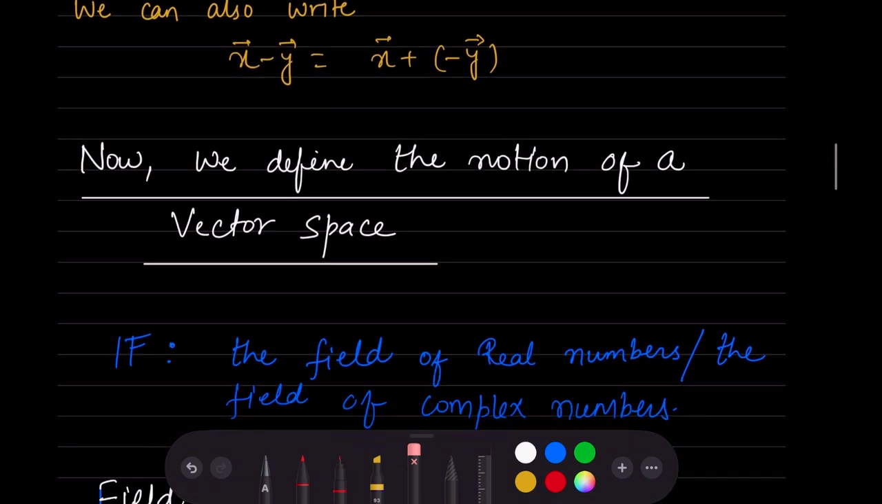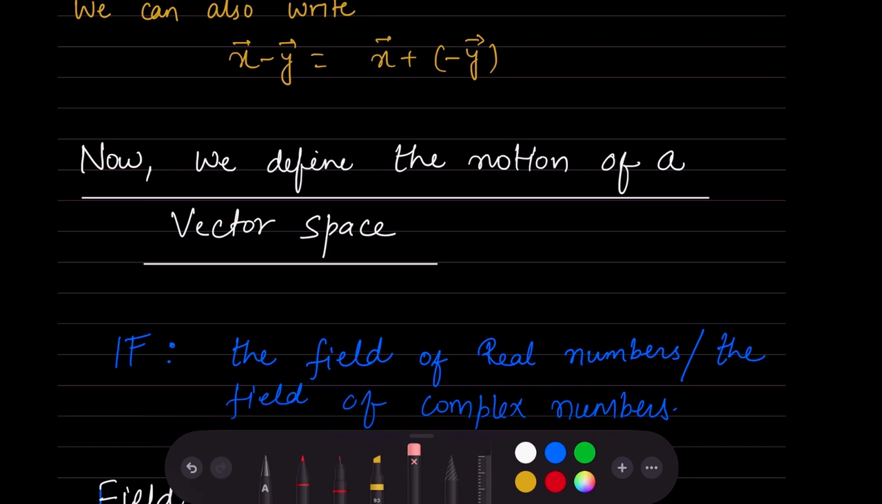Now we define the notion of a vector space, but before defining the notion of a vector space, we need to define the definition of a field. So a field is basically needed: to define a vector space we need a field F. This is the notation of the field, capital F.